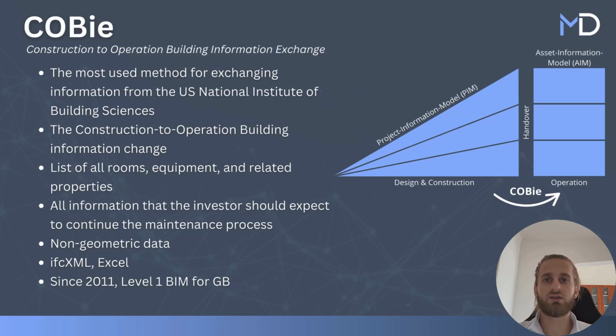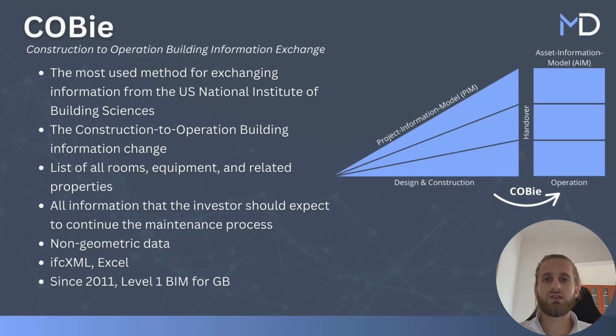COBie consists of non-geometric data. It is essentially a large Excel table with a lot of information. Although it may seem incomprehensible and useless at first, it connects with certain elements in a BIM software or a BIM browser. By clicking on the element, you can access all of its information.